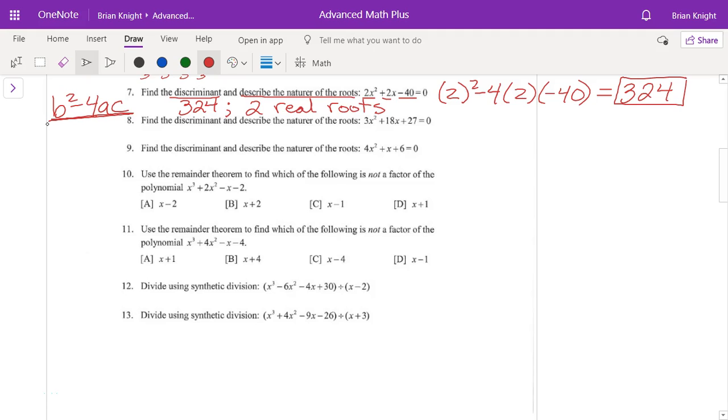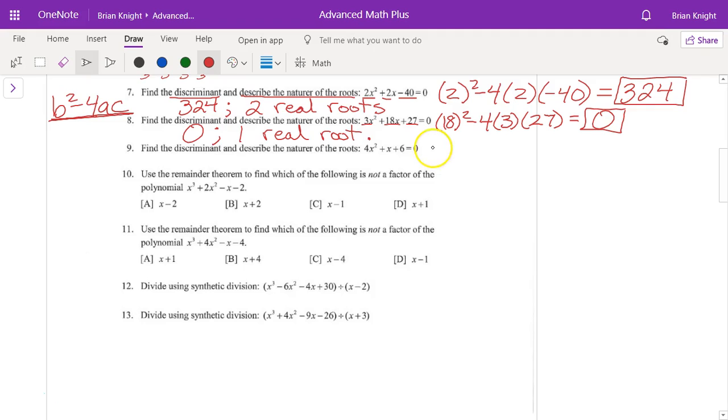Okay? Same thing here. What's b? 18. 18 squared minus 4 times A is 3, B, C is 27. And again, you're just sticking that in your calculator. Get 0? 0. So, 0 is my discriminant. That means I have what kind of nature of roots? One real root.